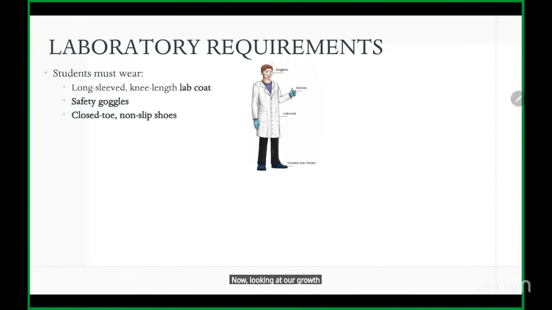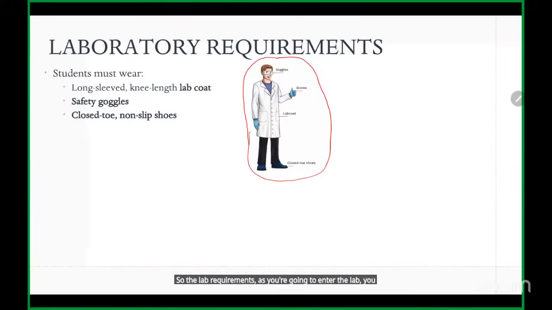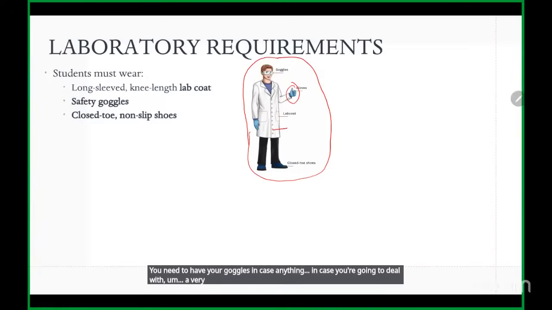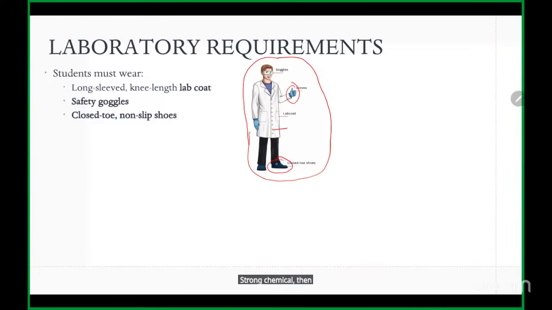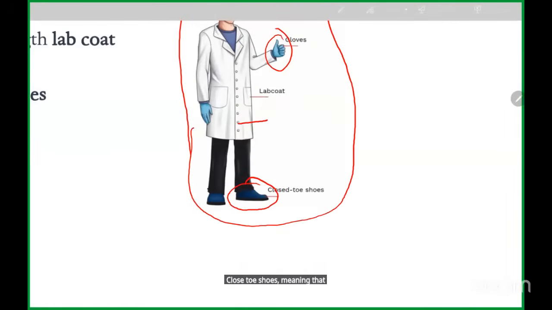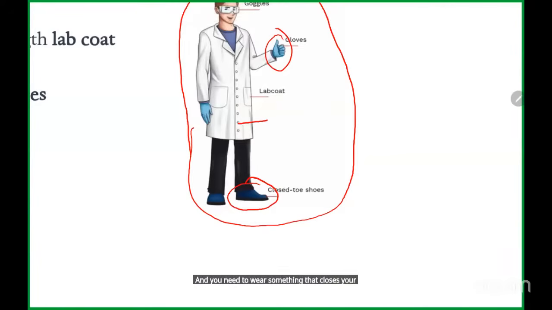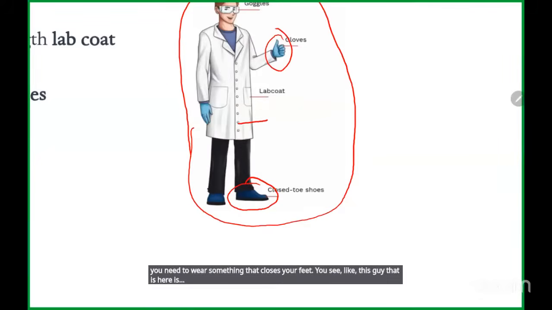Number 1, if you are coming into the lab, you must be appropriately dressed. There's still another slide dedicated to this. As you're going to enter the lab, you must be appropriately dressed, meaning that you need to wear your lab coat. You need to have your goggles in case you're going to deal with a very strong chemical. Then you need to have your closed-toe shoes, meaning that your toes must be closed, and you need to wear something that closes your feet. You see, like this guy that is here is completely covered from head to toe.